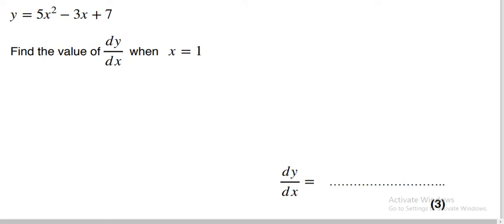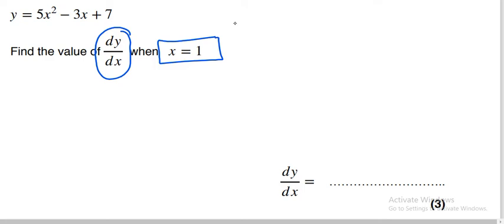First question. Y equal 5x to the power of 2 minus 3x plus 7. Find the value of dy by dx when x equal 1. In this question, we have to find the first derivative, and then we have to find the value of the first derivative at x equal 1.